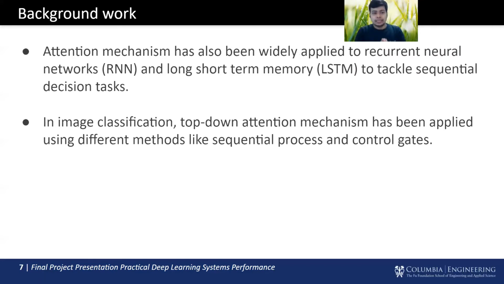Background work. Attention mechanism has also been widely applied to recurrent neural networks and long short-term memory (LSTM) to tackle sequential decision tasks. It has also been applied to other things like image captioning. In image classification, top-down attention mechanism has been applied using different methods like sequential process and control gates.